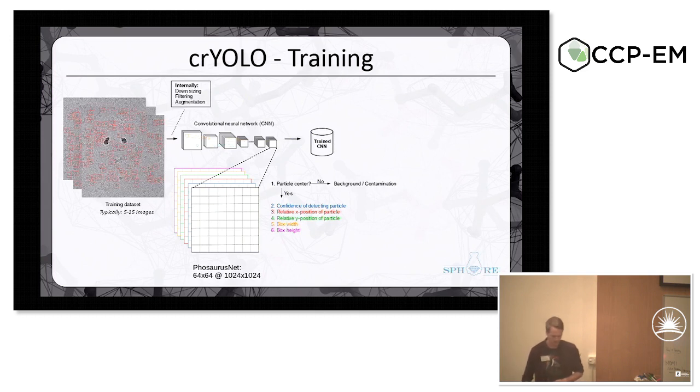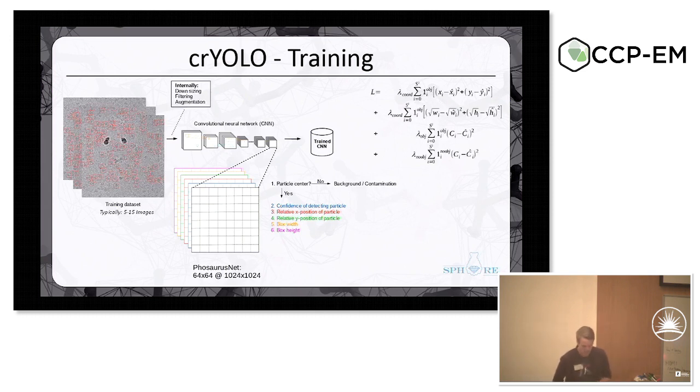The loss function that we are trying to optimize consists of 4 parts. The first two penalize errors in the estimation of the actual position of the particle. The second two penalize errors in estimating the width and the height of the boxes. And the last two penalize errors in the confidence values for picking particles or not picking background. So basically false positives and false negatives.